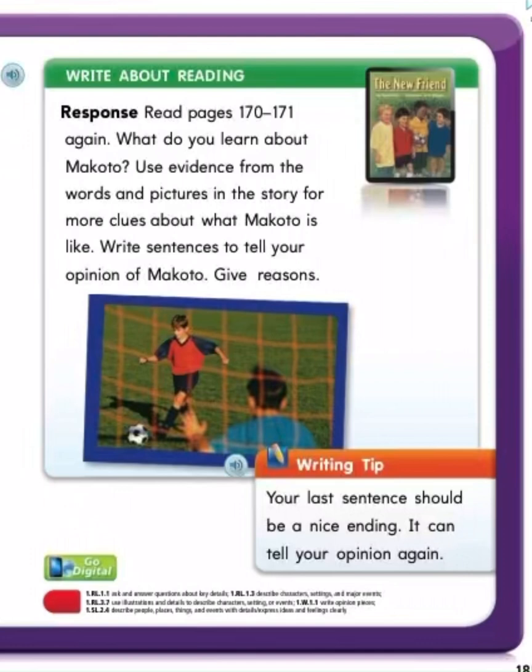Write about reading. Response. Read pages 170 and 171 again. What do you learn about Makoto? Use evidence from the words and pictures in the story for more clues about what Makoto is like. Write sentences to tell your opinion of Makoto. Give reasons. Writing tip. Your last sentence should be a nice ending. It can tell your opinion again.